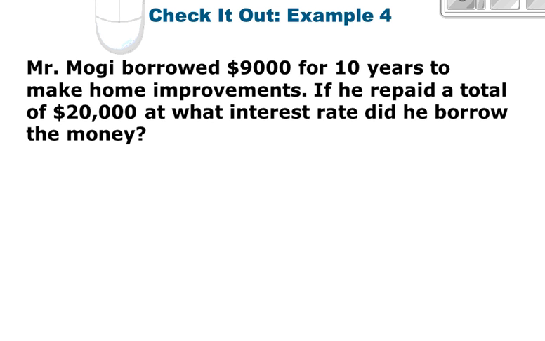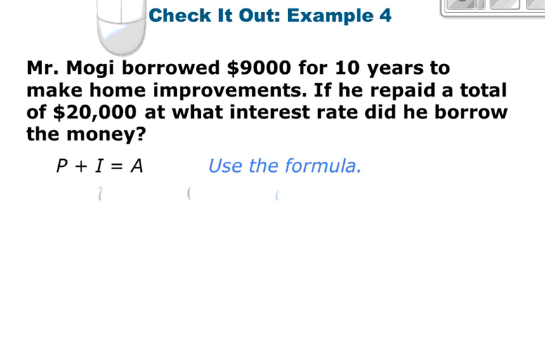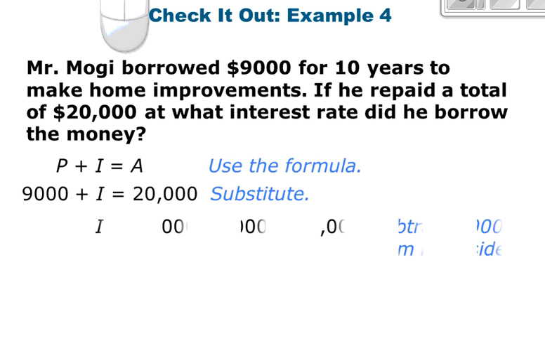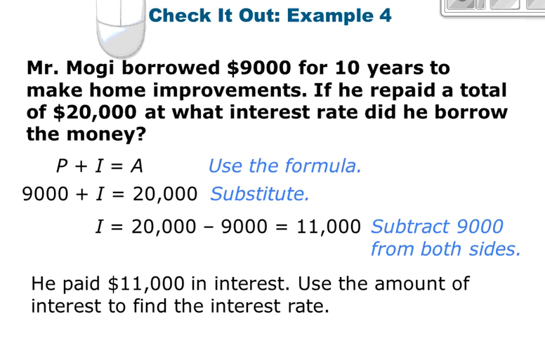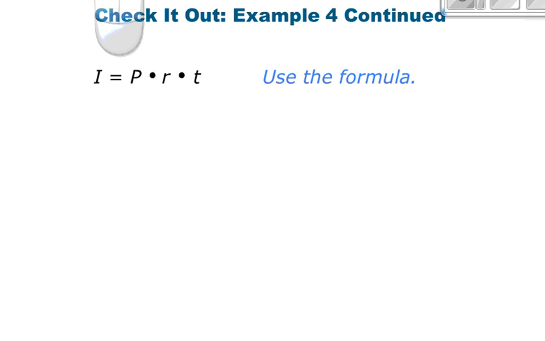All right, same thing on this one. I want you to try this one out. A little hint: we're going to take that amount repaid and subtract the principal away from it to find the interest. So our interest is 11,000. I'll fill that piece in with the rest of the information I know.